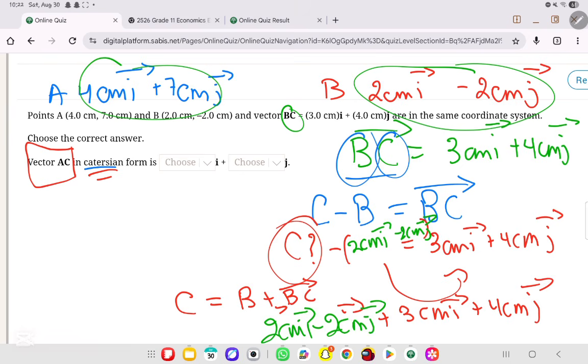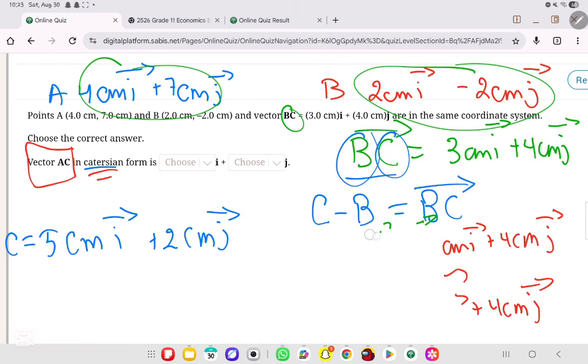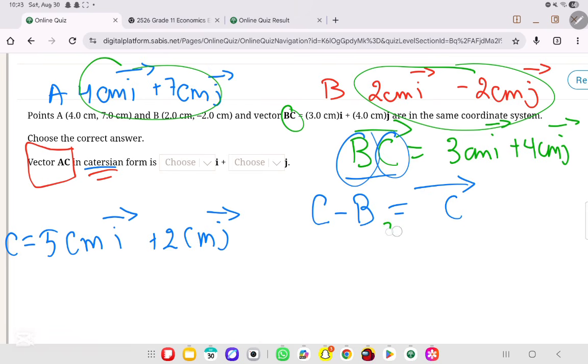So 2 centimeter I plus 3 centimeter I, you only add the i's together. And then minus 2 centimeter J plus 4 centimeter J, you only add the j's together, okay? Add them. What are you going to get? You're going to get 5 centimeter I, okay, plus 2 centimeter J. Now, this is the value of C. Now that I have the value of C, let me find the value of AC. So, A is 4 centimeter I plus 7 centimeter J. Okay? I will use it now with C in order to find AC.